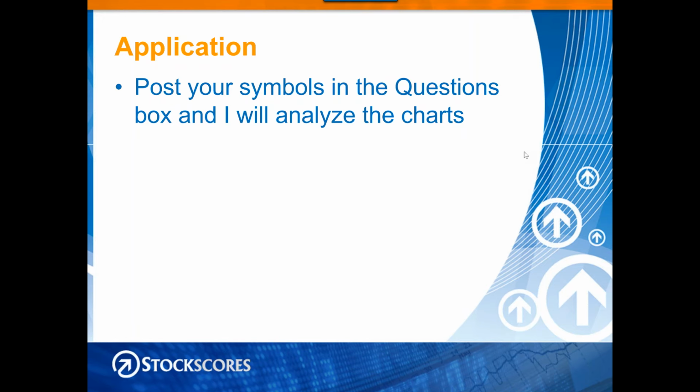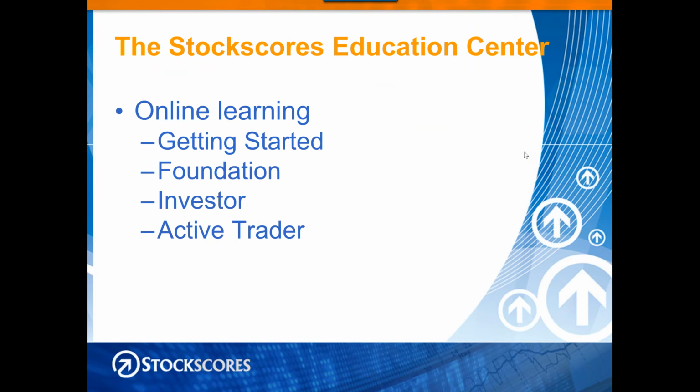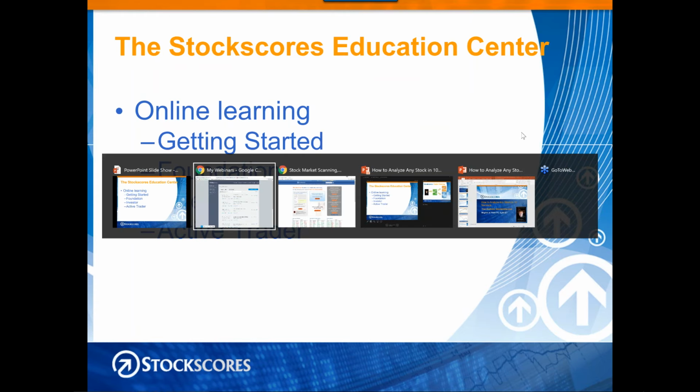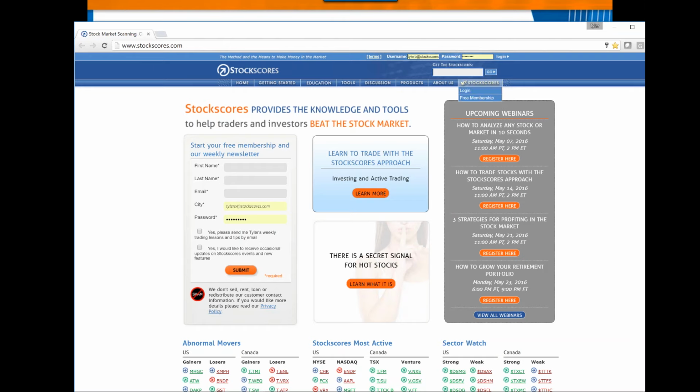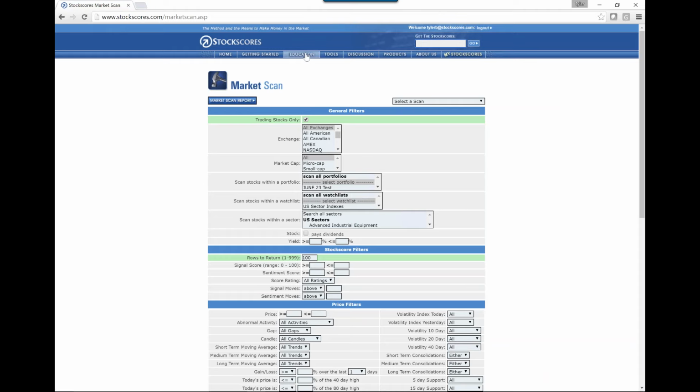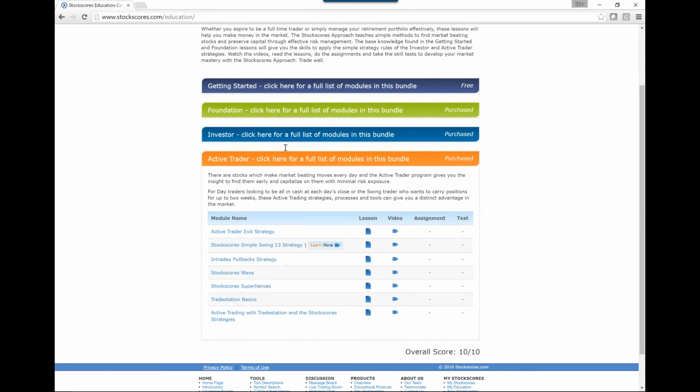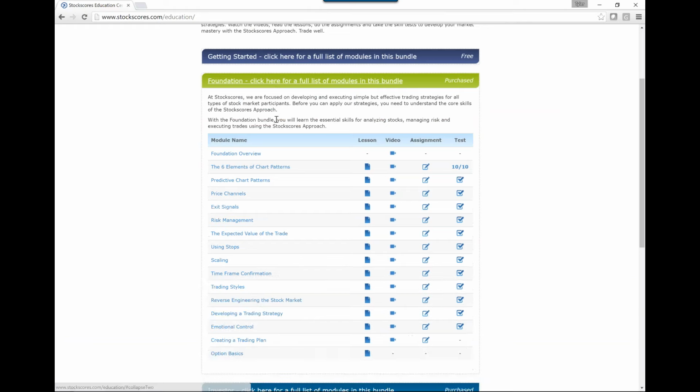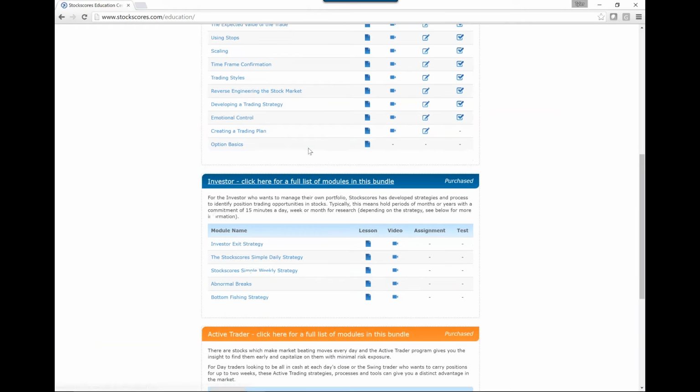just to drive home some of the concepts that we've talked about. While I'm waiting for those to come in, I'll just give you a quick overview of some of the tools on Stockscores. The Stockscores Education Center is where you can learn more about how to do this. So I'm jumping into the Stockscores website right now. I can go to the market scan, or sorry, not the market scan tool, into education here, and you can see that we've created all of these lessons and strategies for investors to learn my approach.